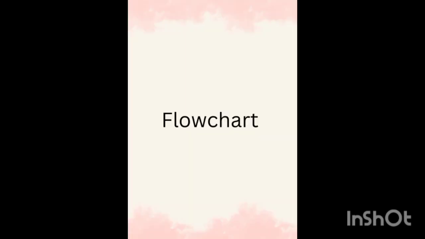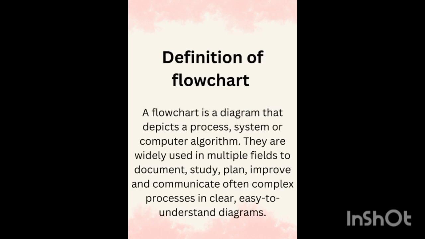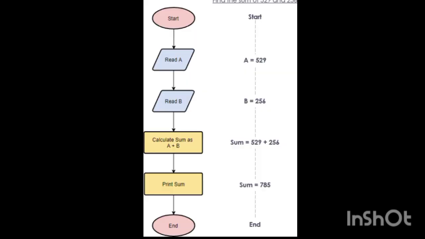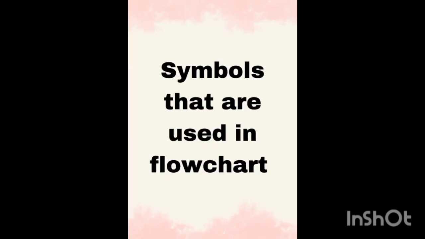Now we are going to see about flowchart. What is flowchart? Flowchart is a diagram that depicts a process, system or a computer algorithm. They are widely used in multiple fields. Example for flowchart. Symbols that are used in flowchart.